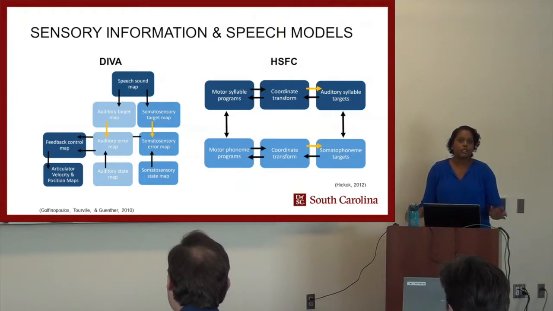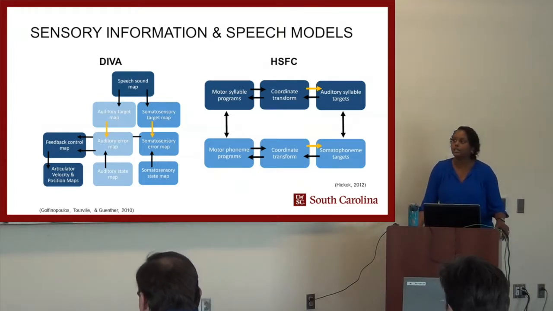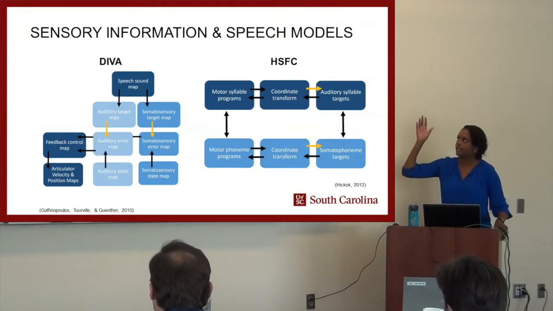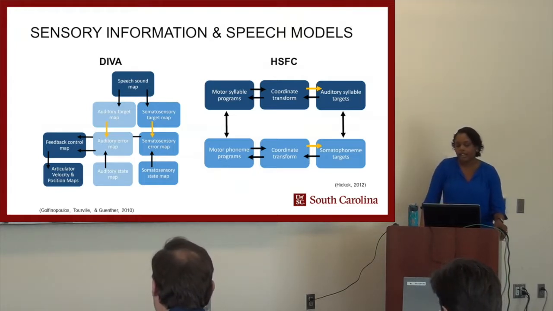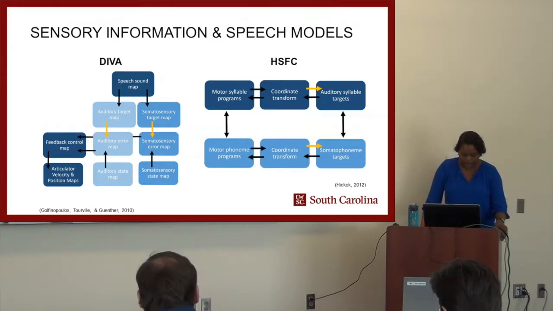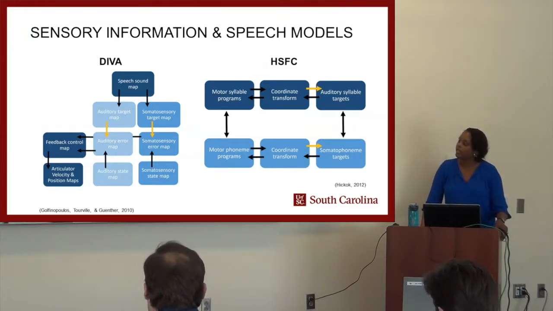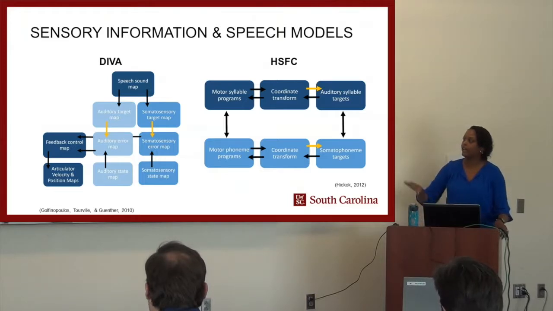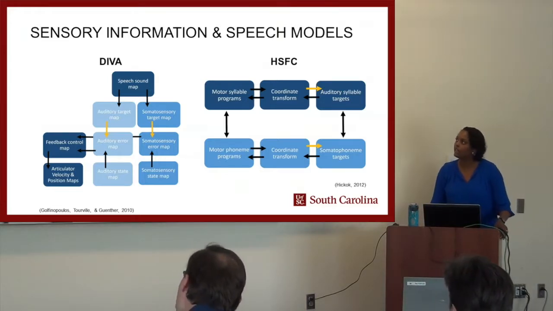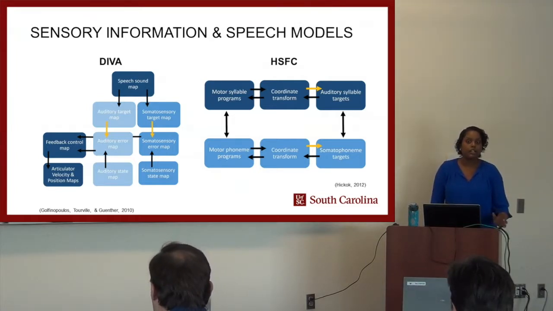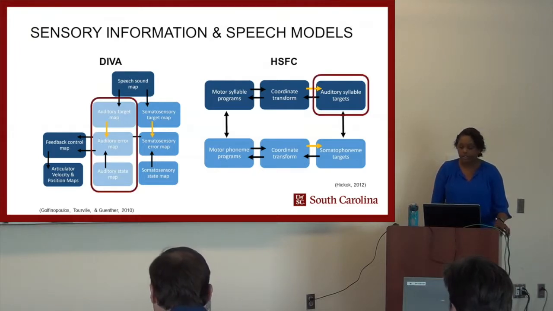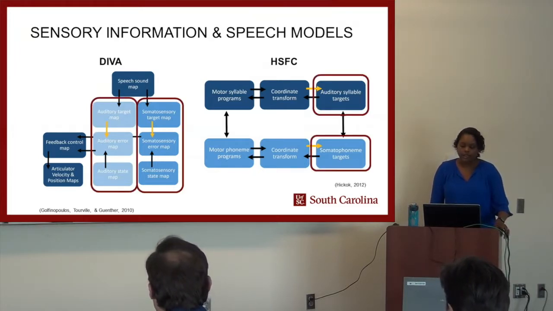The conceptual system and the word level, like you see in the two-stage model, is not pictured here, but you can imagine it above what's pictured here. And then what the HSFC adds to that are these two sensorimotor feedback loops. And then you would also have external feedback, and you can imagine that below the model. But the point here is to point out how both of these models explicitly include components that relate to auditory sensory information as well as somatosensory information.